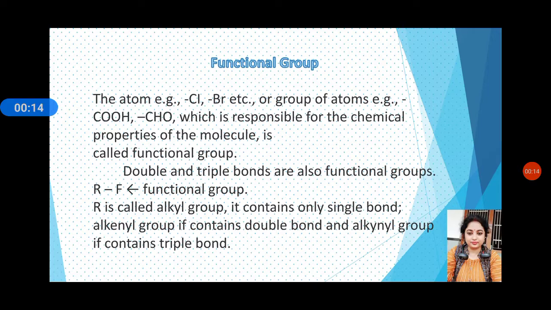What is a functional group? A functional group is an atom or group of atoms in a molecule that gives the molecule its characteristic chemical properties. Double and triple bonds are also considered functional groups. A functional group is actually an active group, or the site of chemical reactivity in a compound.